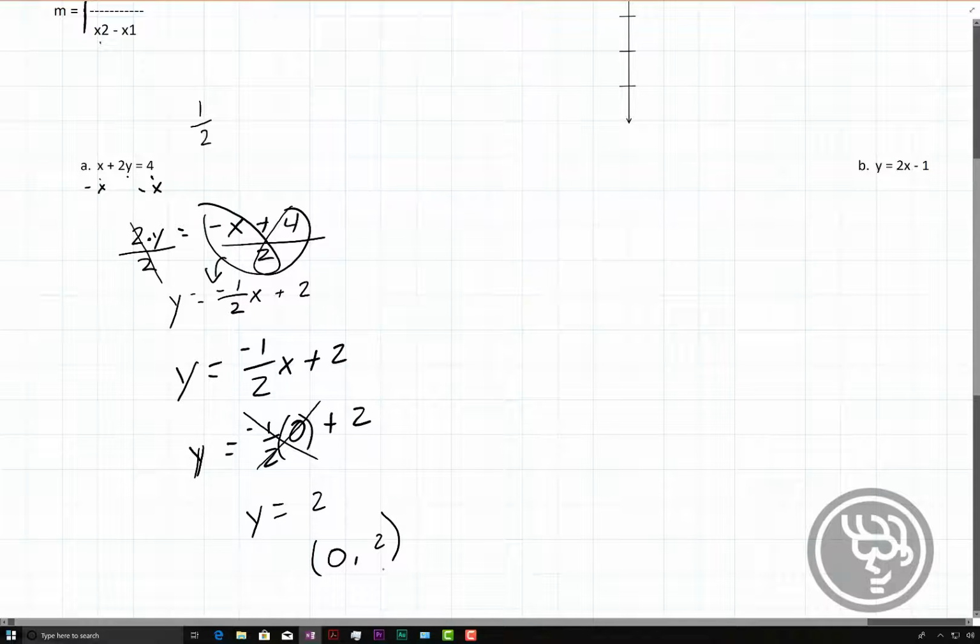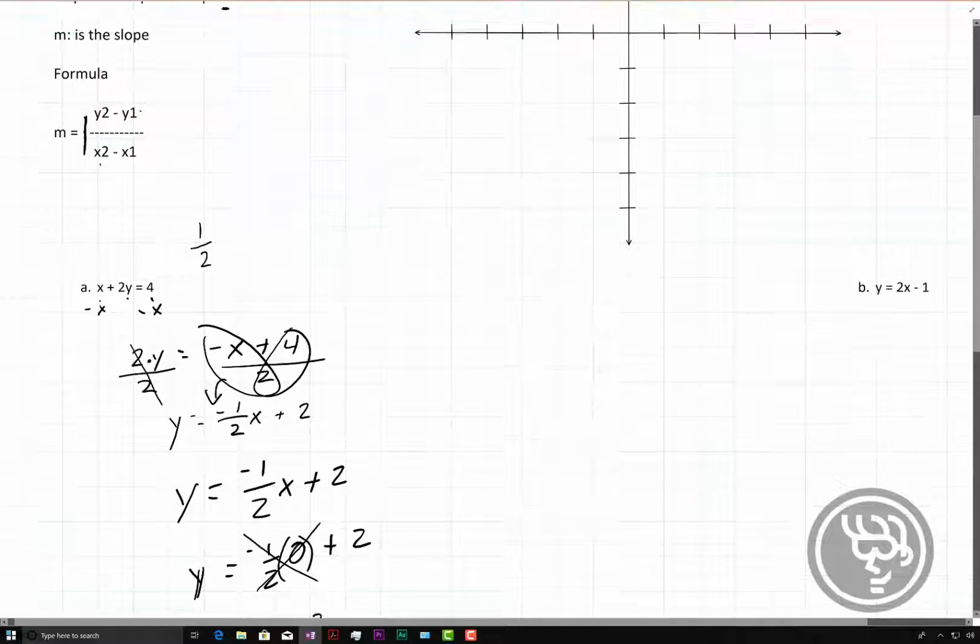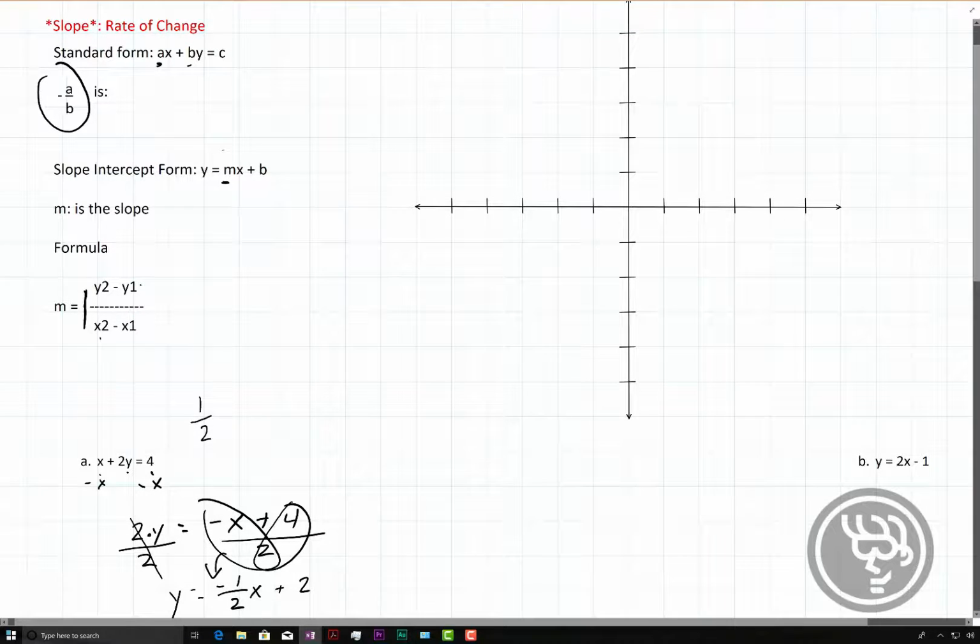So that's your point. If we go back to our graph, we know it's going to be at y equals 2 and no x, so you're going to be right here. Okay, we know the slope is minus 1/2.